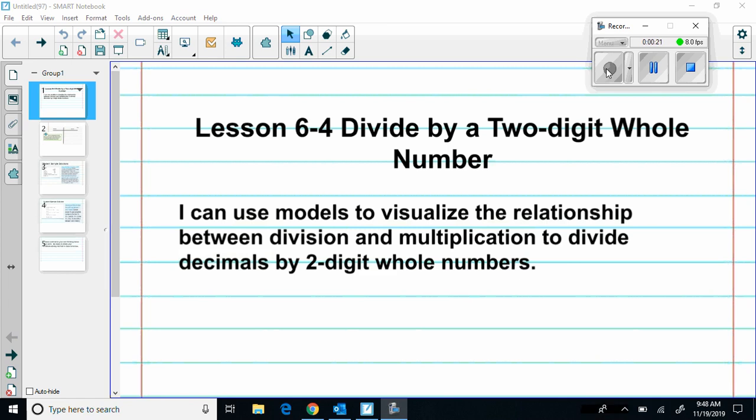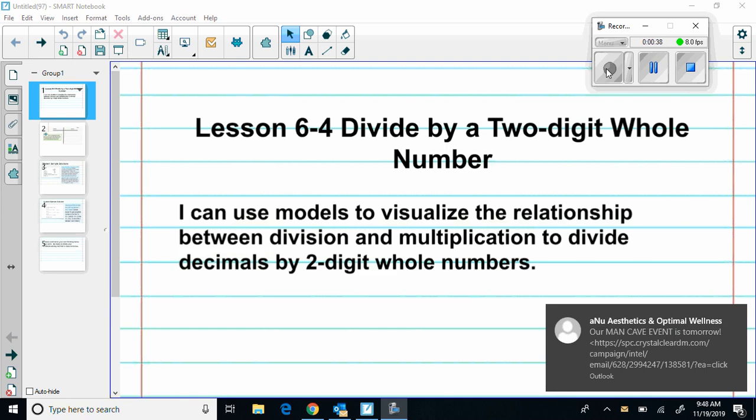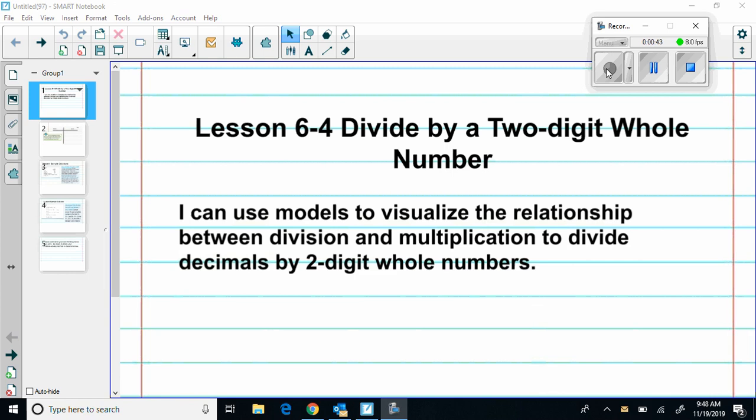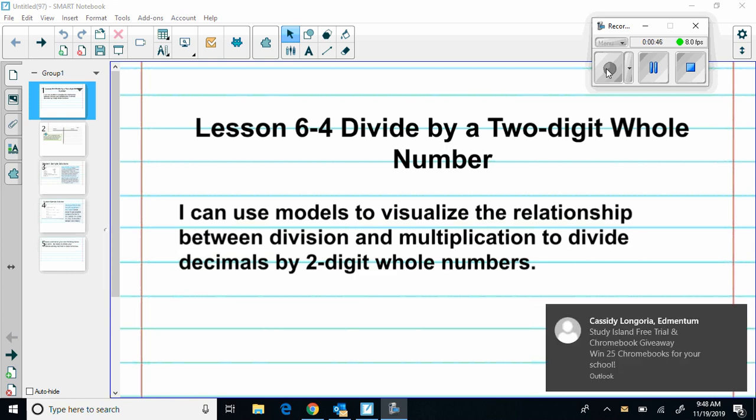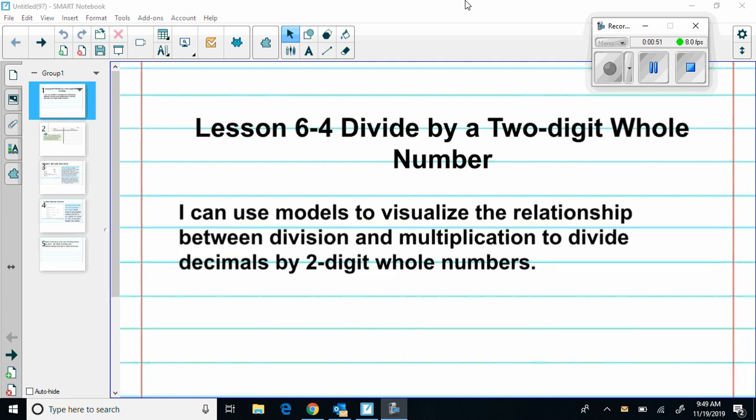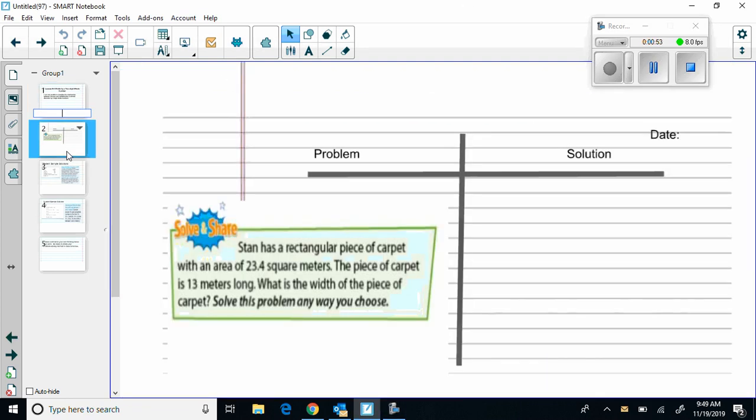It says, I can use models to visualize the relationship between division and multiplication to divide decimals by 2-digit whole numbers. Wow. That's a long I can statement. So you're going to want to push pause for a little bit and push play once you've got all of that written. And once again, it is I can use models to visualize the relationship between division and multiplication to divide decimals by 2-digit whole numbers. Whew, winded. Okay. Here is our problem.